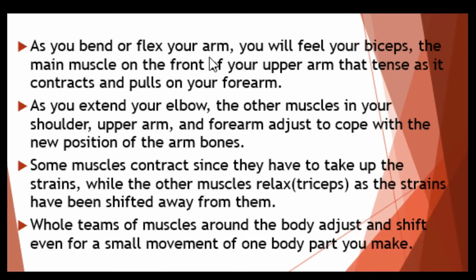As you bend or flex your arm, you will feel your biceps, the main muscle on the front of your upper arm, tense as it contracts and pulls on your forearm. As you extend your elbow, the other muscles in your shoulder, upper arm, and forearm adjust to cope with the new position of the arm bones. Some muscles contract since they have to take up the strains, while the other muscles relax, the triceps, as the strains have been shifted away from them. Whole teams of muscles around the body adjust and shift even for a small movement of one body part you make.